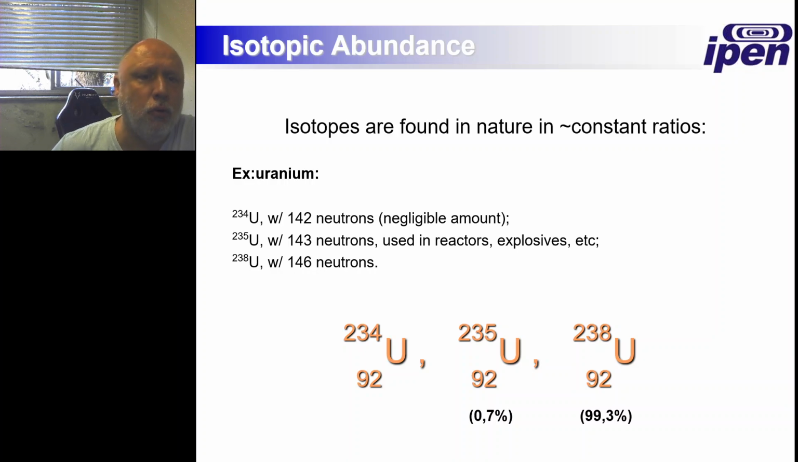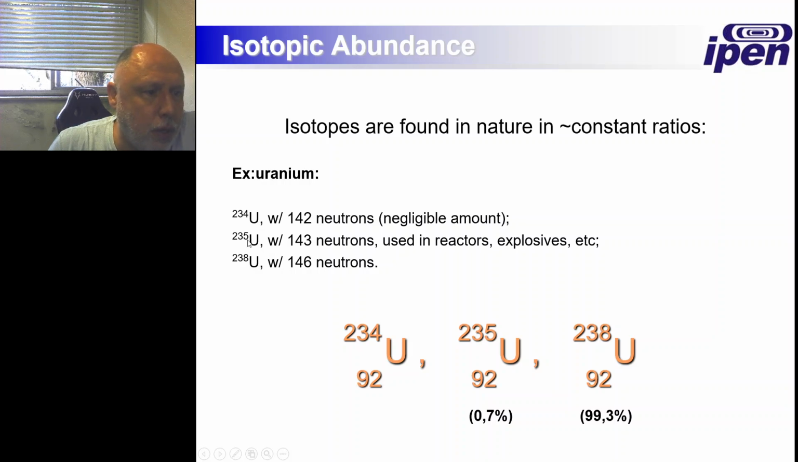And how does it go? Isotopes are found in nature in approximately constant ratios. The differences are minimal. There are people who study these differences and try to use them as a signature for things. But essentially it's very broadly the same. Let's take uranium, for instance. We have 3 isotopes you find in nature.